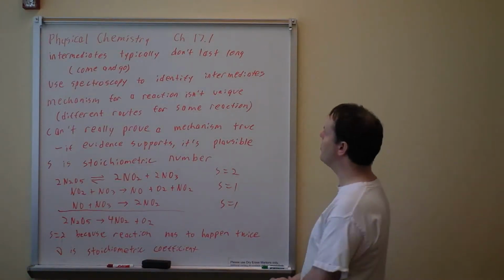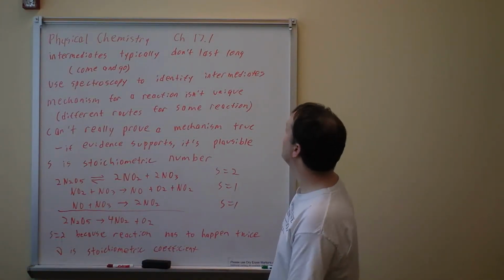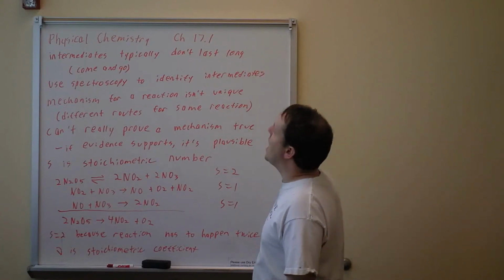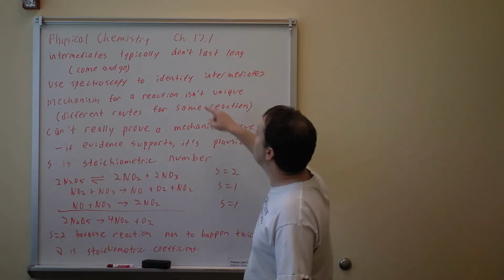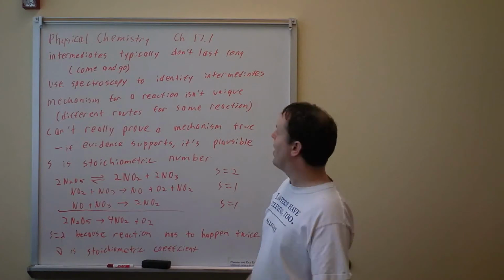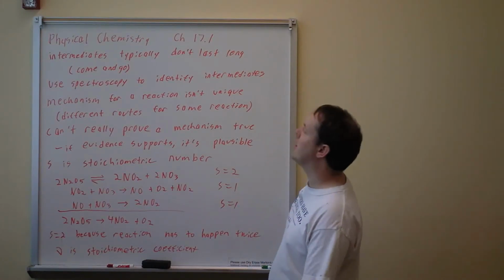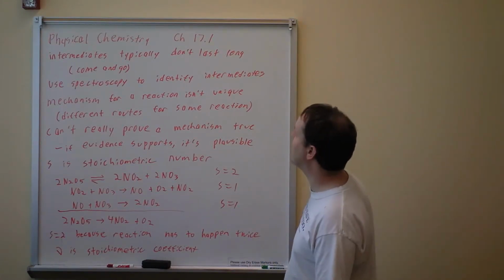Okay, continue on physical chemistry, chapter 17, section 1. So we showed on the previous slide how a reaction can have intermediates. These intermediates typically don't last long. They're just created and they disappear right away. A lot of them are unstable radicals or whatever.